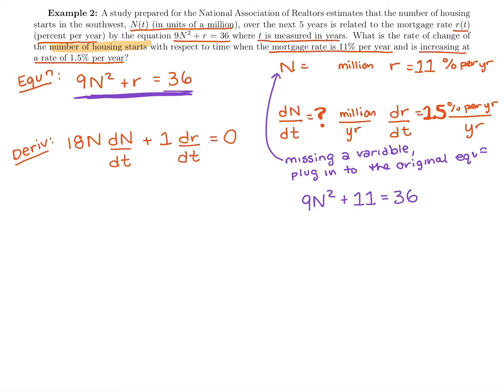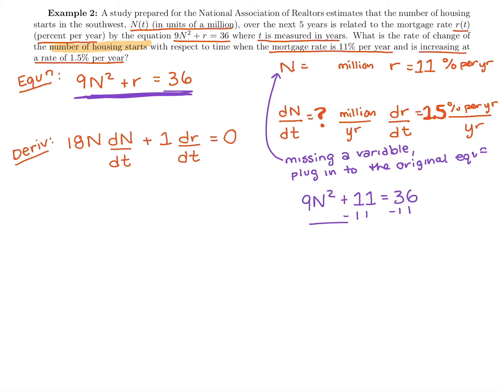But if we're missing a variable, that's a problem. We need to plug into the original equation. We should always be missing a derivative. That's what we're solving for, but we shouldn't be missing a variable. So I'm going to plug in 11 for R and solve for N, to see what the number of housing starts is with this current mortgage rate.